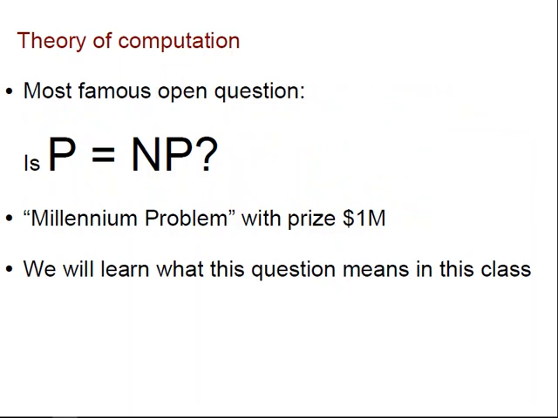And the most famous open question in the field is the P versus NP question. And this is one of the 7 or so millennium problems, and each of them has a prize of $1 million, which is really not that much, right? If you think of the magnitude of this question, probably you want to make this maybe 1 billion or maybe 1 trillion. Okay, and you're going to learn what this question means in this class.